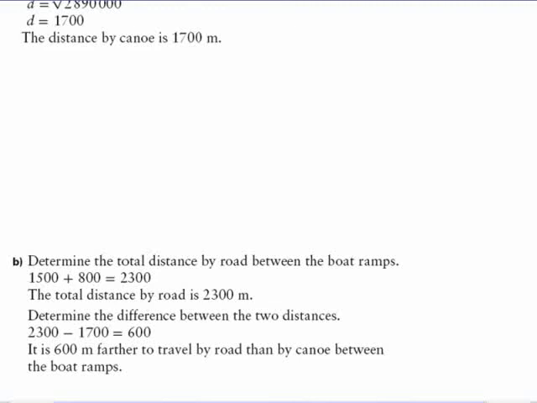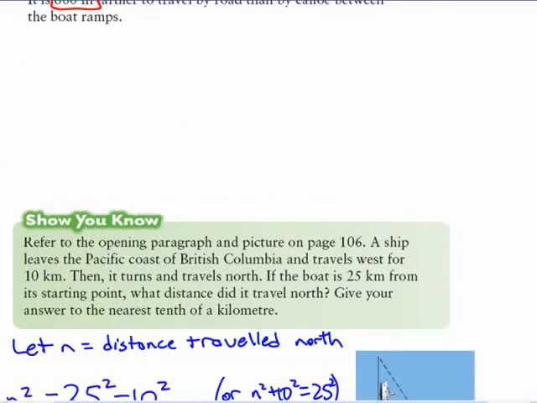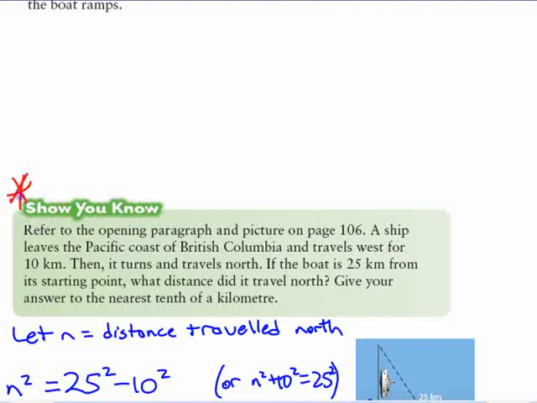1500 plus 800 is 2300. So the total distance by road is that. And then the difference between the two, 600. Can you try this show you know question right now in your notes? If you haven't written anything or you've written limited amount, you could put example 1, show you know. I'm going to pause.